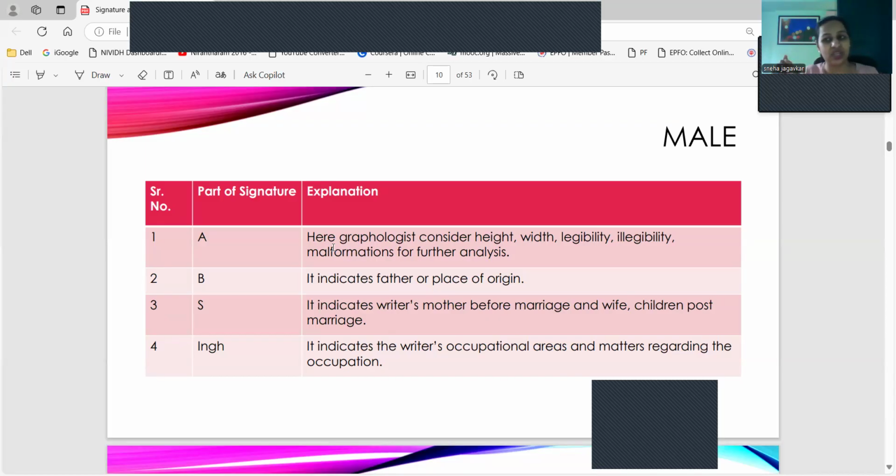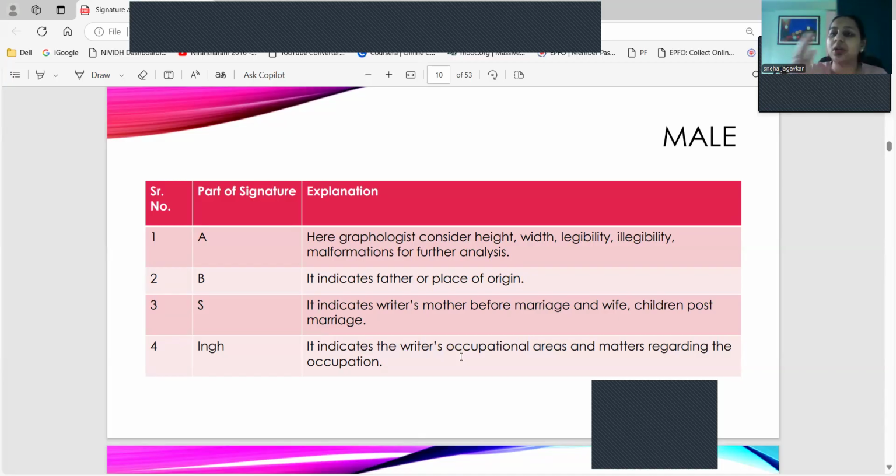And the fourth part of the surname indicates the occupation of the person and matters regarding the occupation. Now, when I say that this fourth part indicates the writer's occupational areas and matters, we as graphologists or signature analysts won't be understanding what occupation the person is. We are not trying to rectify that part.